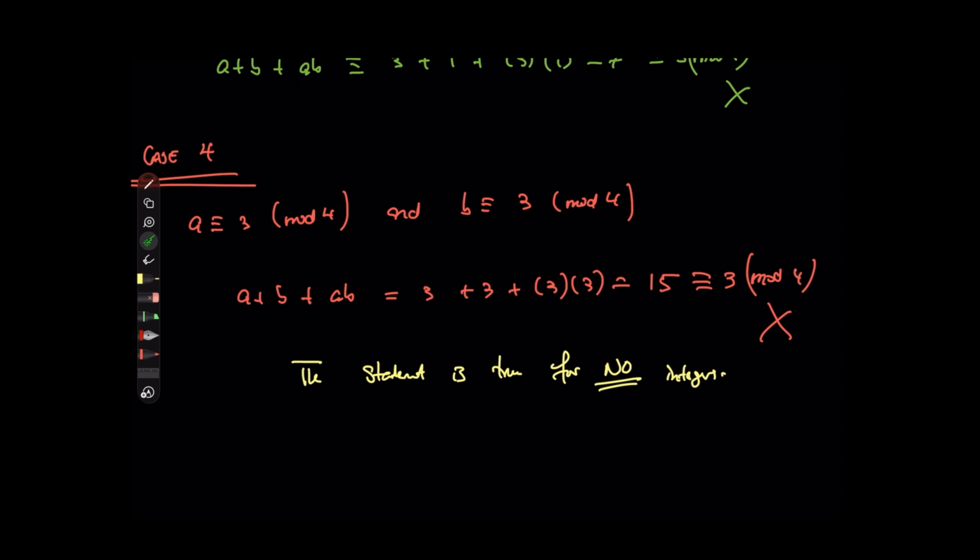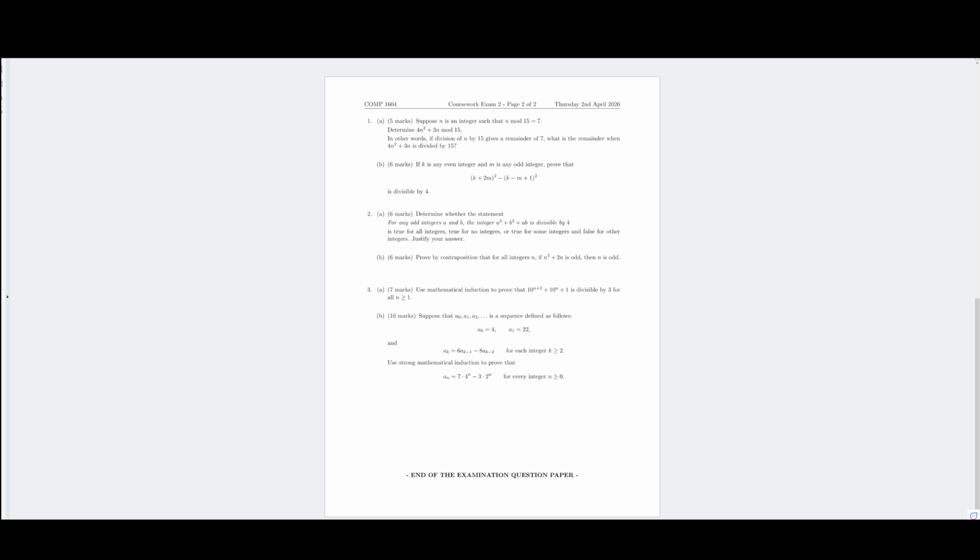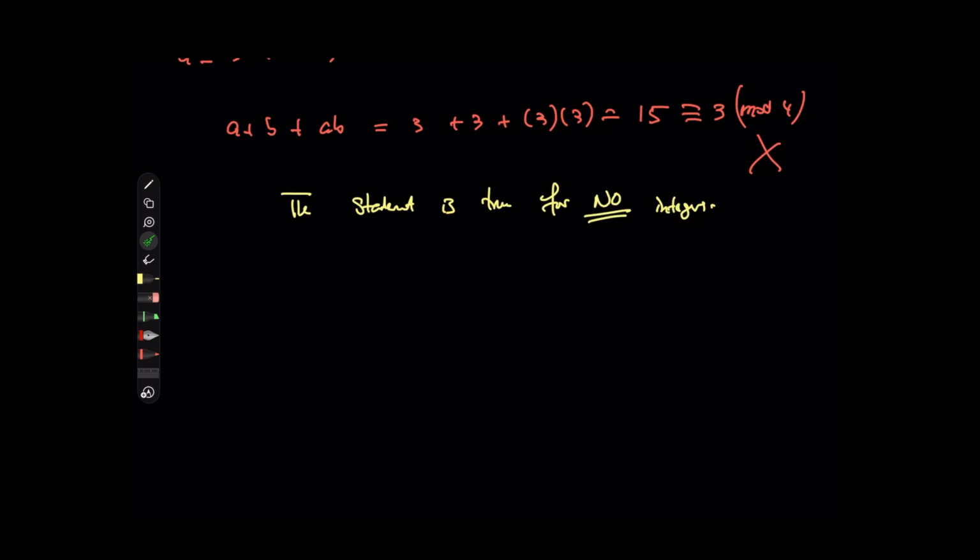So moving on to part B now. Part B asks us to prove by contraposition that for all integers, if n squared plus 2n is odd, then n is odd. So question 2 part B says that, so this one is actually a proof, right? So it's proof by contraposition.